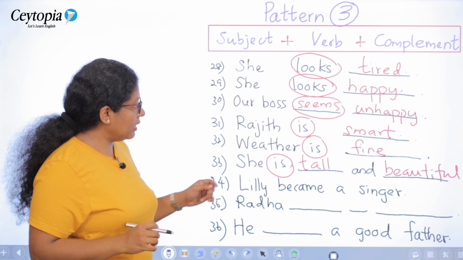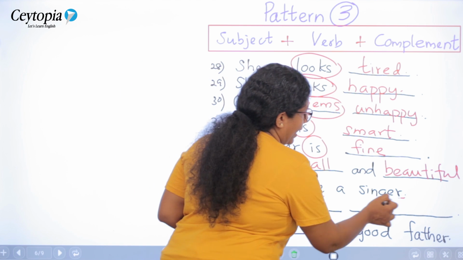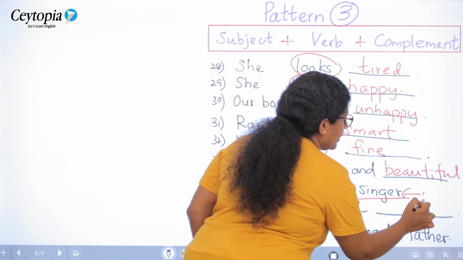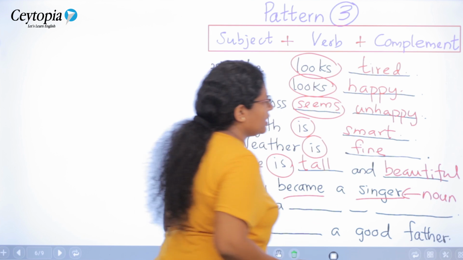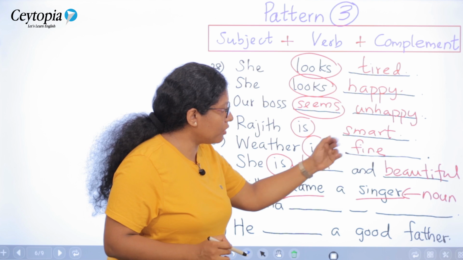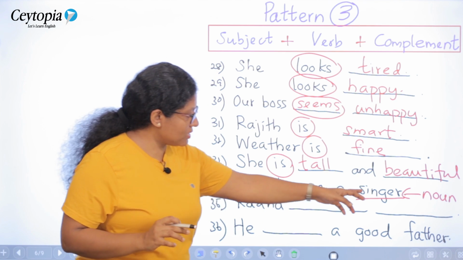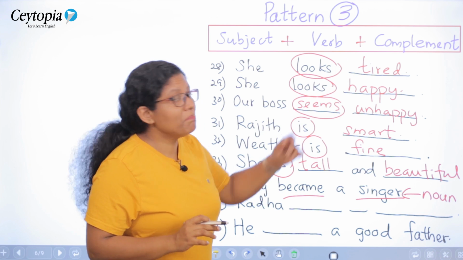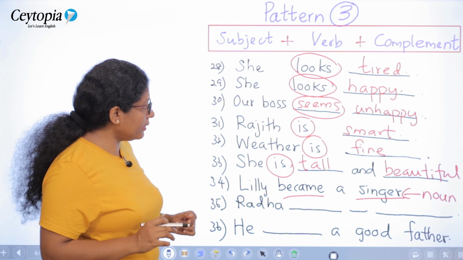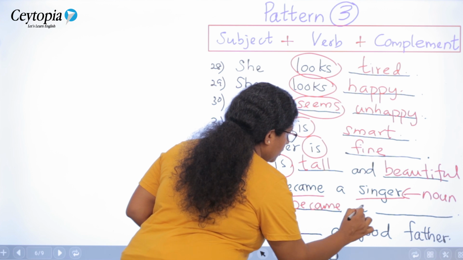Number 34. Lily became a singer. Again we have a linking verb and the complement, singer. This time you have a noun instead of an adjective. In all these cases you have adjectives. Happy, unhappy, smart, fine, beautiful, tall, all of them are adjectives. In this case you have a noun working as a complement in your sentence. Lily became a singer. Radha became a doctor, let's say.